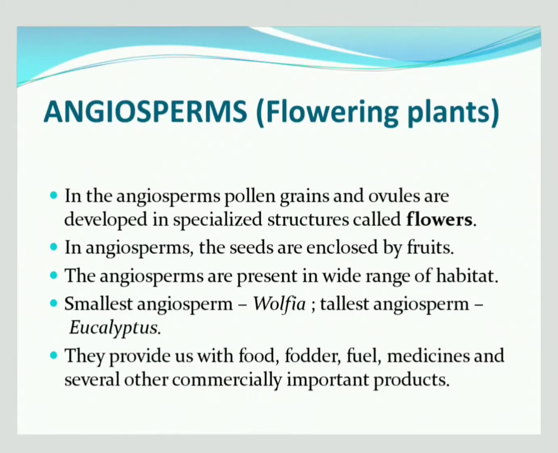Okay, the spores they produce: megaspores are the female ones, microspores are the male ones. Next plant group, the flowering ones, the dominant one among all the different plants: the angiosperms. The pollen grains and ovules are developed in flowers, and they are covered, so seeds are not exposed and fruits are present. They are present in a wide range of habitats. The smallest angiosperm is Wolffia and the tallest one is Eucalyptus. They provide us food and fodder. Many important characters are present in the angiosperms. Most of the crop plants come under angiosperms.